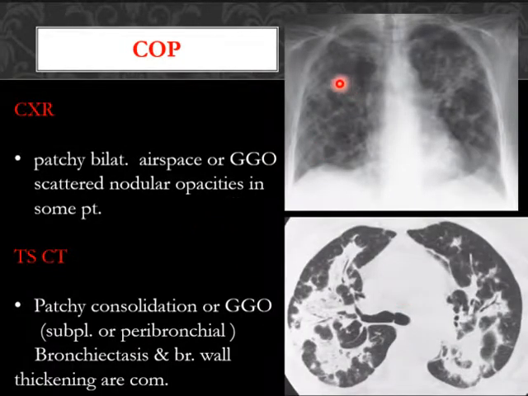In the chest X-ray, we see patchy bilateral airspace or ground glass opacification, while in the CT scan, we also see consolidation and areas of ground glass opacification. They are usually subpleural and peribronchial. Bronchial wall thickening can also be seen.